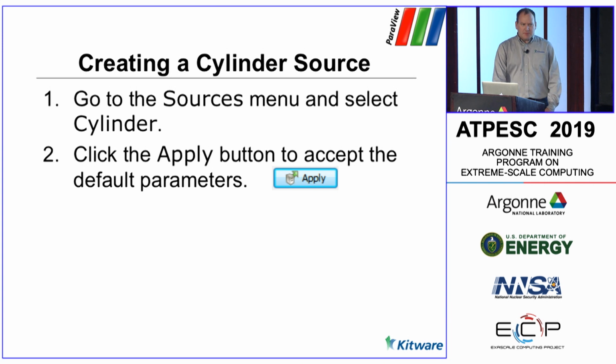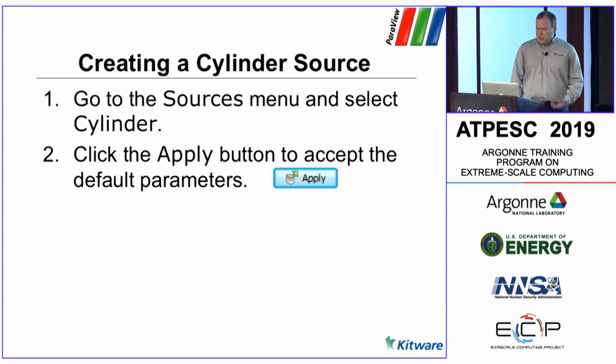So who all has ParaView downloaded? Okay, great. So go to the Sources menu and select the cylinder. And we're not going to load some data off disk right yet. We're just going to generate something. This as a means to get familiar.